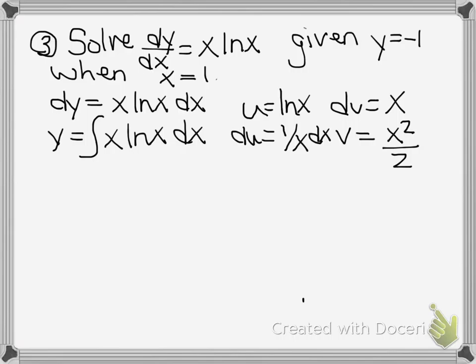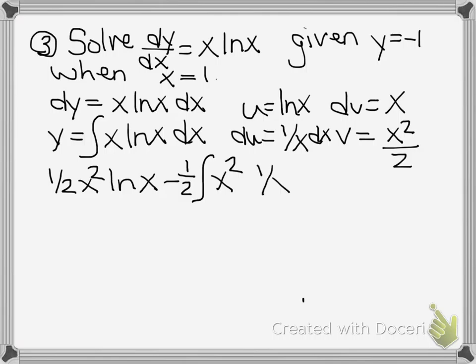So, solving, we have uv. Okay, I'm going to put v in front, so that way we know we're just taking the natural log of x, which is fine, minus the integral of v. Can I take the 1/2 in front? Am I allowed to do that? You betcha. Okay, du. And look what happens here. This changes, so I now just have 1/2 x squared ln x minus 1/2. What is x squared times 1 over x? That's just x.